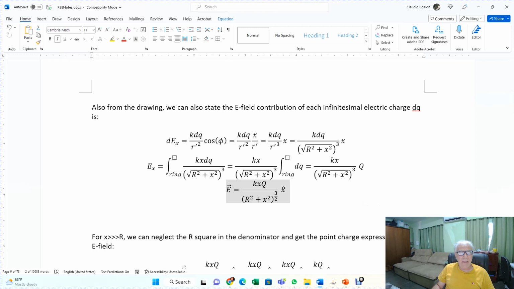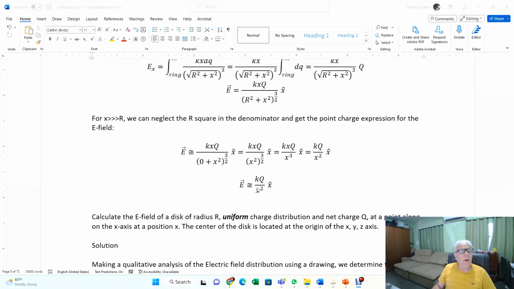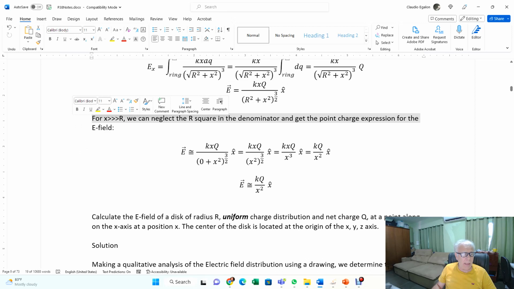Okay, that's the electric field of the ring, the net electric field of the ring. What we are going to do next is to rewrite this electric field for the case in which the x distance is much larger than the radius of the ring. Okay?